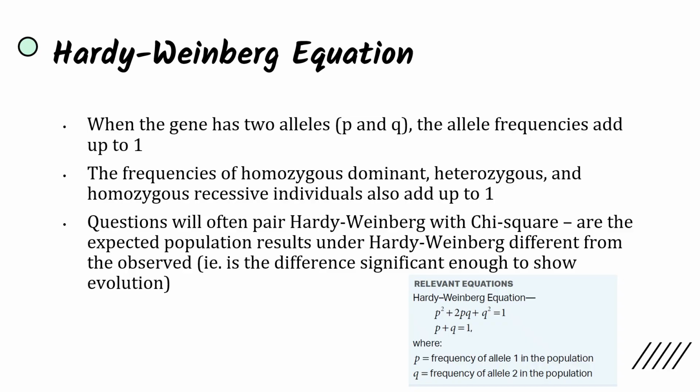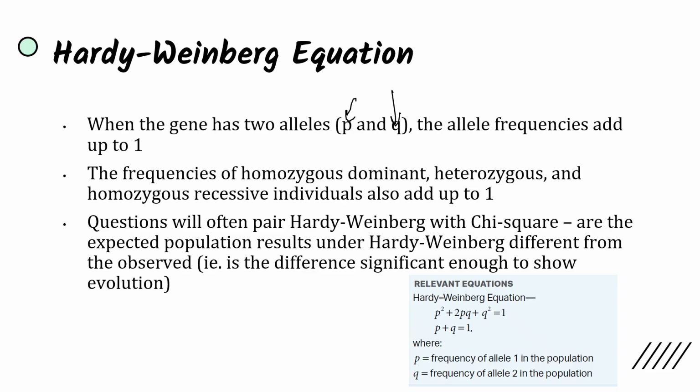And so we have two parts to the Hardy-Weinberg equation. So firstly, you need to know that p is considered the frequency of allele 1, usually used for whatever the dominant allele is, and q is the letter that represents the recessive allele, the frequency of the recessive allele. And when the gene has 2 alleles, the frequencies add up to 1.